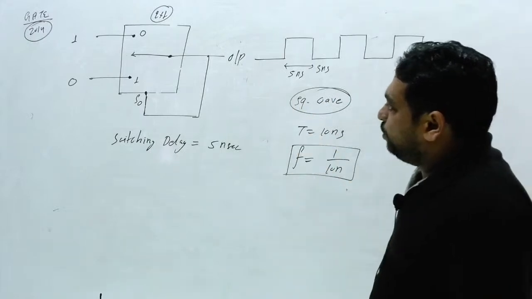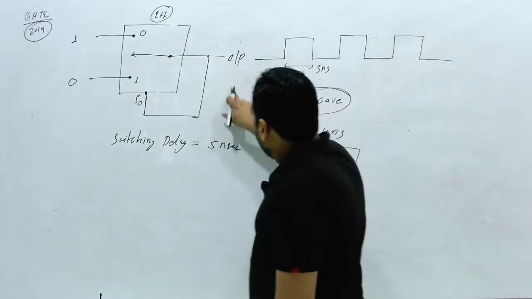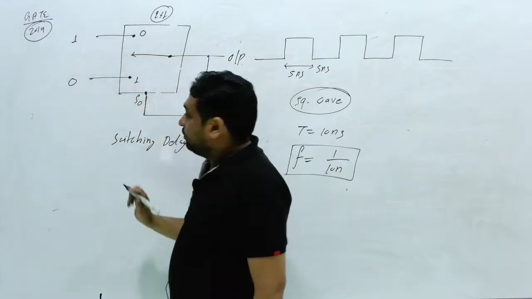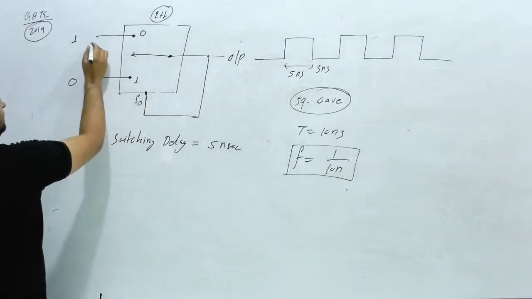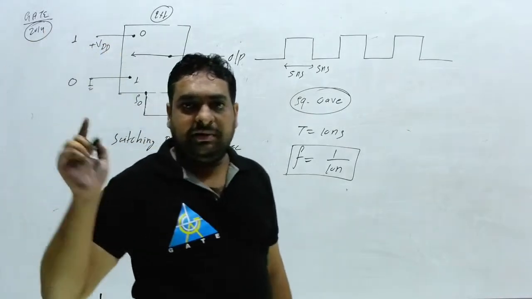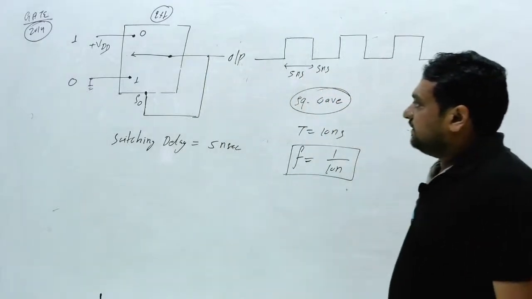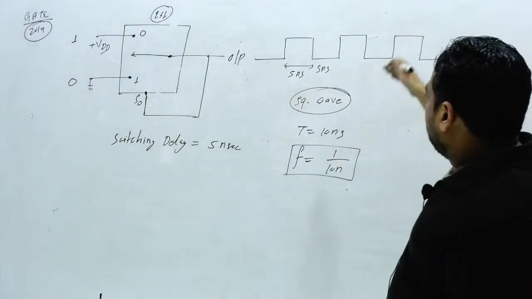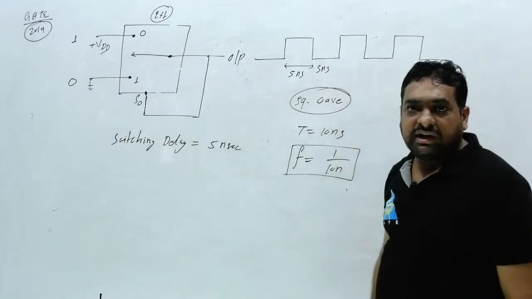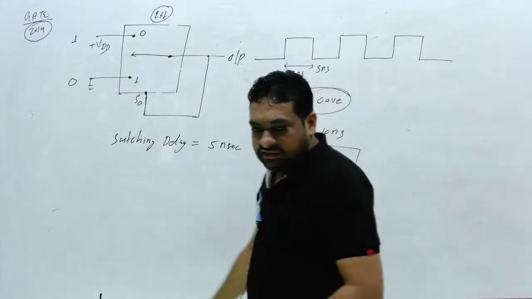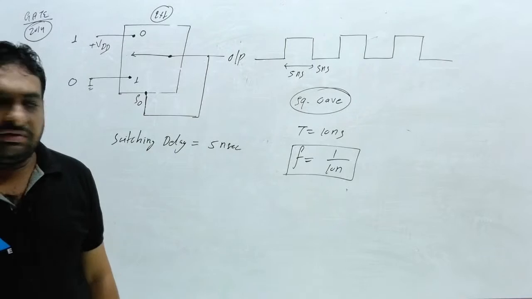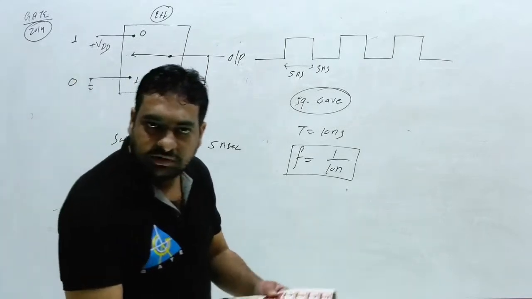So by using this 2x1 multiplexer, you just connect the output to the selection line, and 0 is connected to 1 and 1 is connected to 0, meaning this is ground and this is supply, plus VDD. You will get a square wave. This is a previous year GATE question. What will be the output? The output is a square wave, and the square wave time period will be 10 nanosecond. Clear this problem?